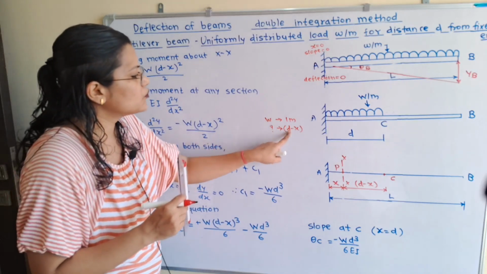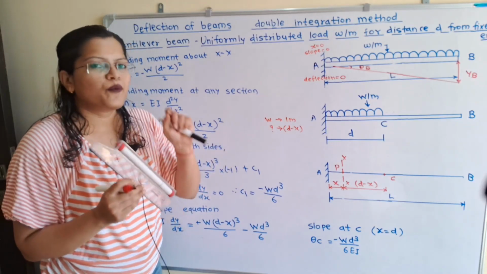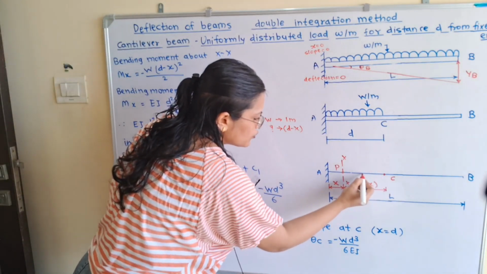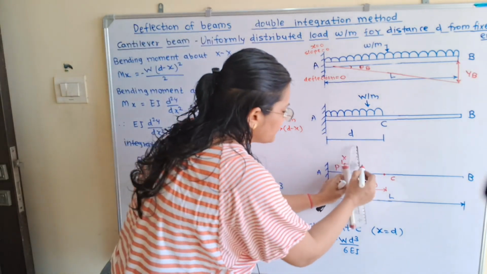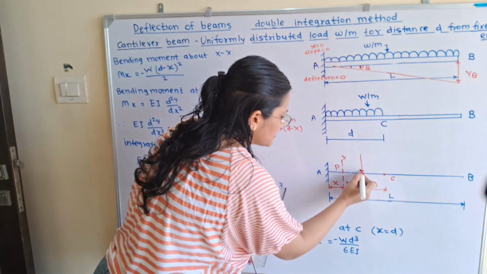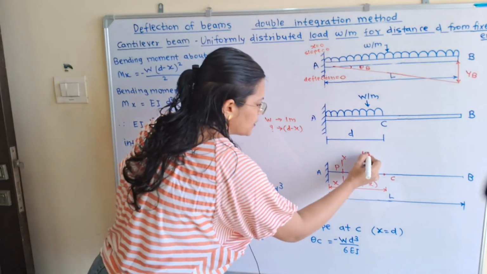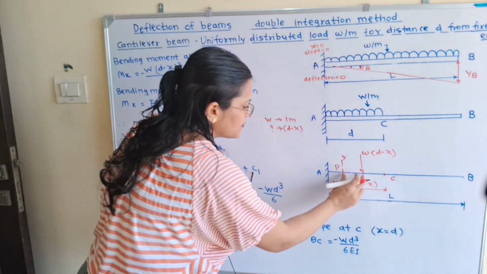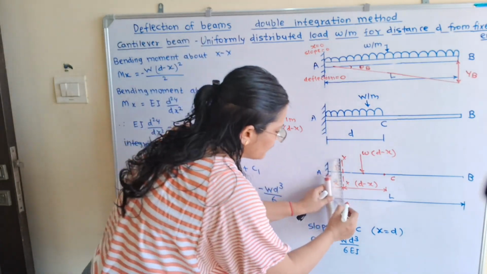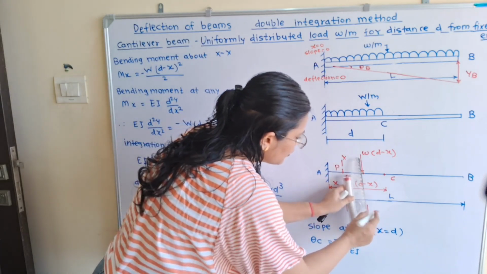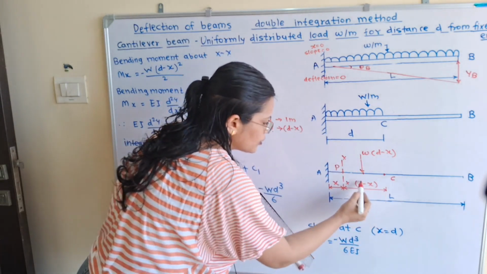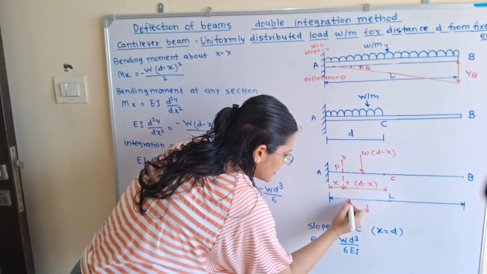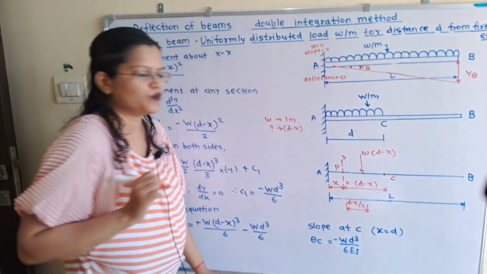So this load is W into d minus x, and the point of application of load is the middle point of this P to C. So we will consider here the center point, and I will show here this load which is acting in downward direction, and it is W into d minus x. Now what is the distance in between P and this point of application of load? So I will show here this distance. So this distance is the center or middle point of d minus x. So this distance is d minus x divided by 2.